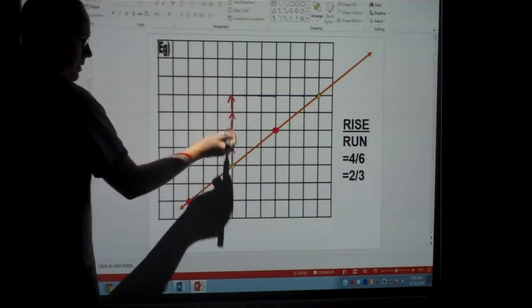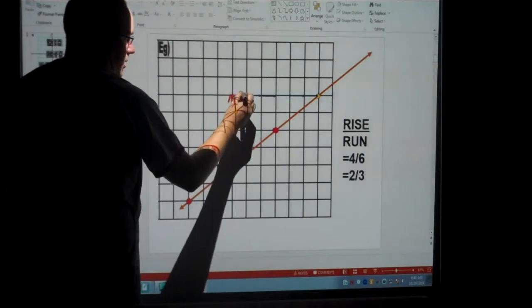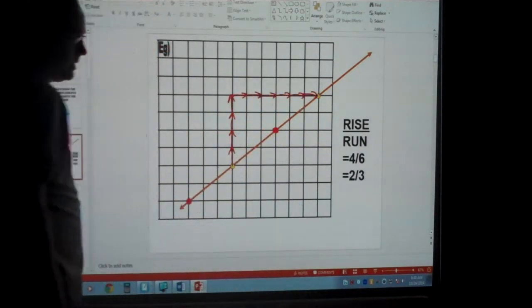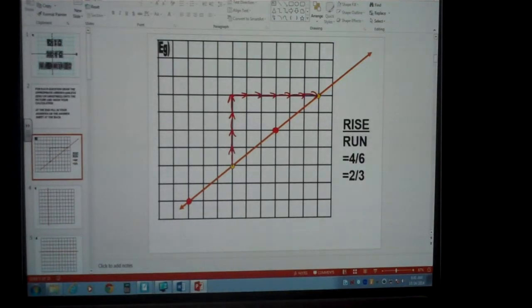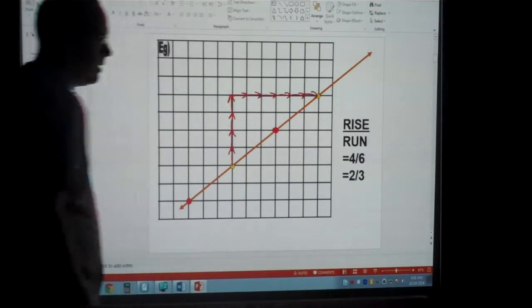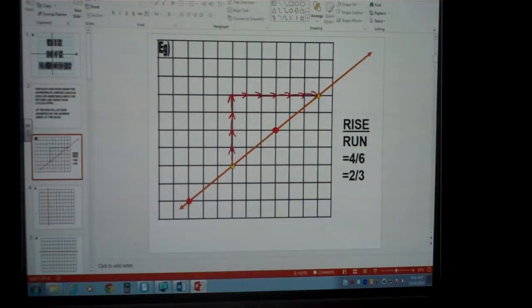I would go up 4 squares until I'm level with the dot, and then just count across how many squares you're going to go. Remember, the run has to be to the right. So we went up 4 squares, positive 4, and we went across 6 squares. So 4 over 6 using rise over run, and then you go ahead and simplify.